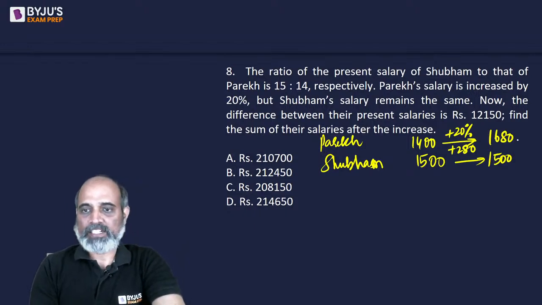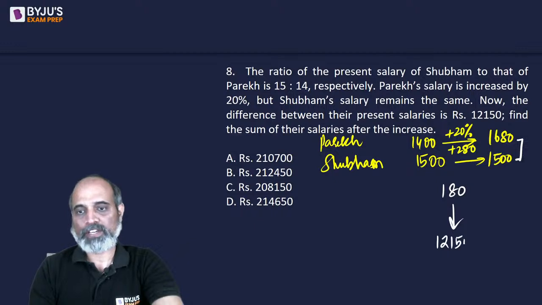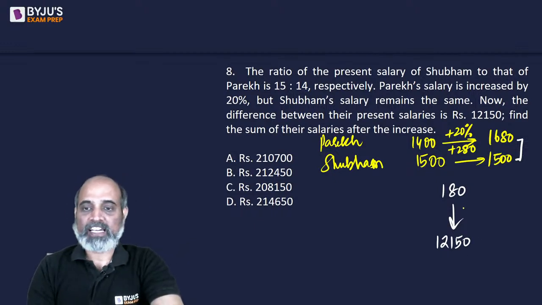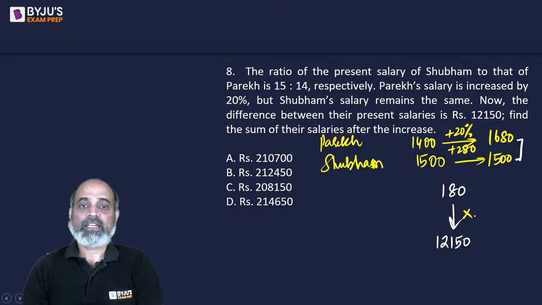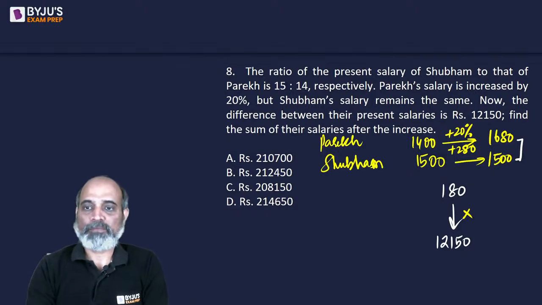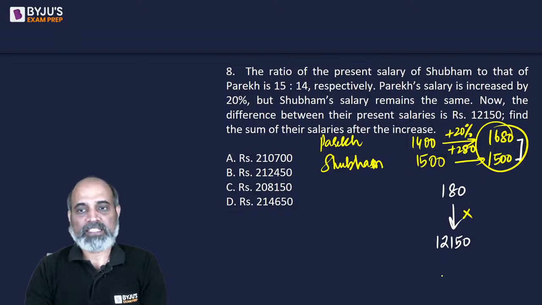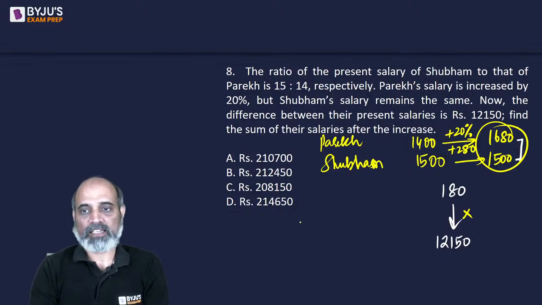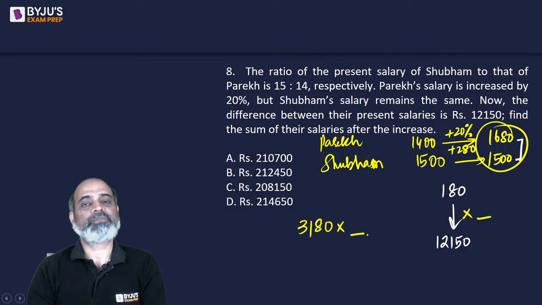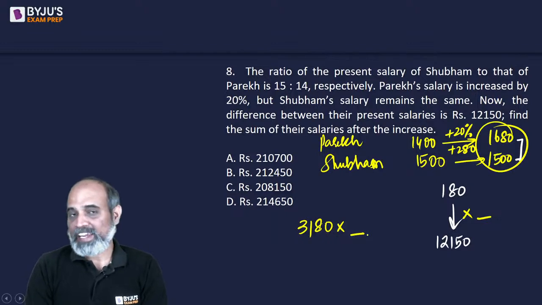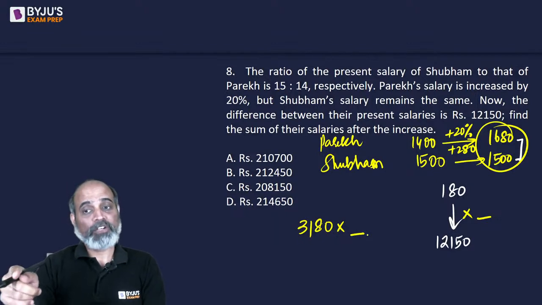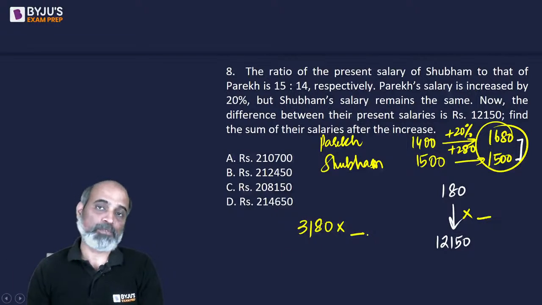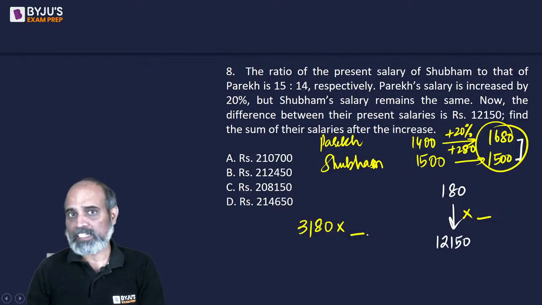Now it is given that the difference between their current salaries is 180 as per our calculation, but it is given as 12150. So how many times is this, right? Same number of times we will be calculating the sum of their present salaries. Now the sum of their present salaries is 3180. So we will be multiplying it with the same number, right? Now 3180, see, it's going to be difficult to figure out 180 into how many times is 12150, right? It's not an easy calculation.